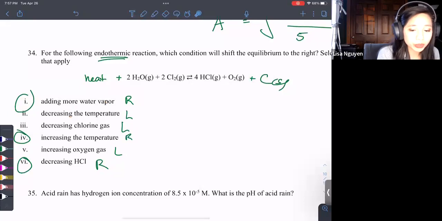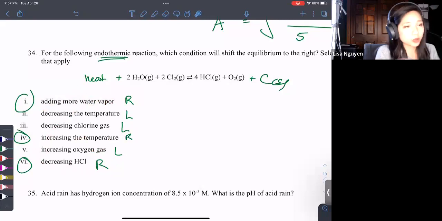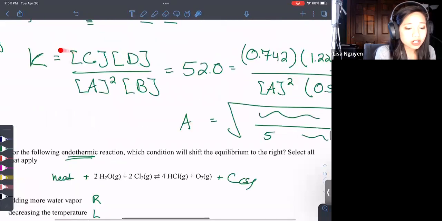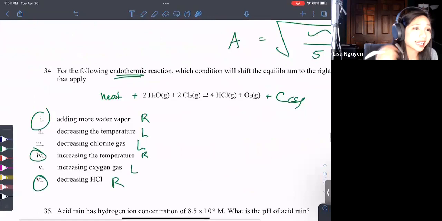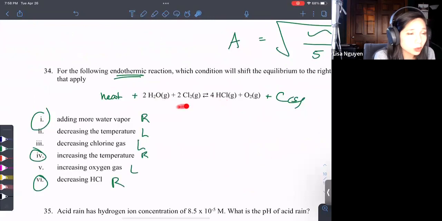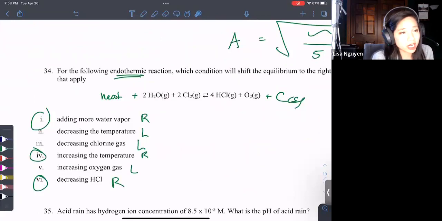Because really what we're doing when we add these things and predict which way it shifts is taking advantage of how we are changing K. But since solids and liquids aren't included in K, we're not disrupting this equilibrium at all. Same idea. Another thing is, what if we add a catalyst to this? How does the equilibrium change? It doesn't change the equilibrium.